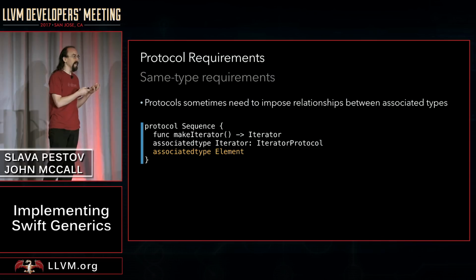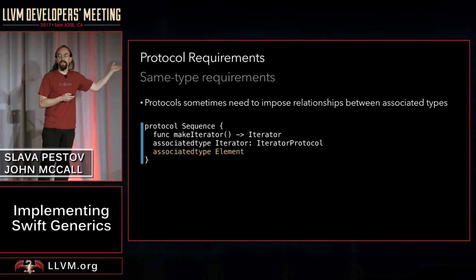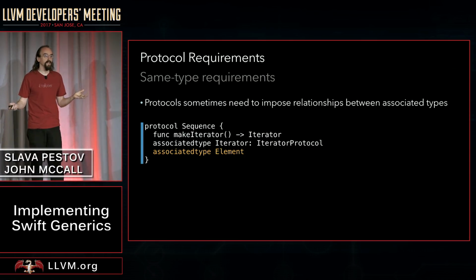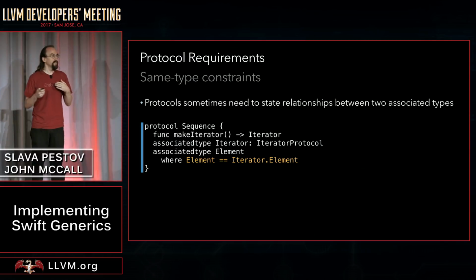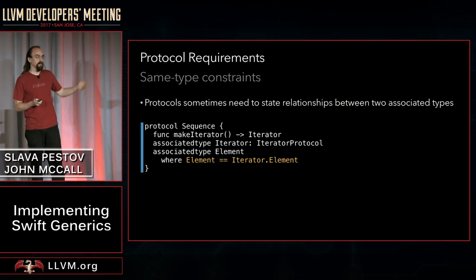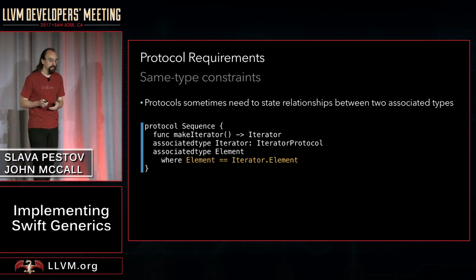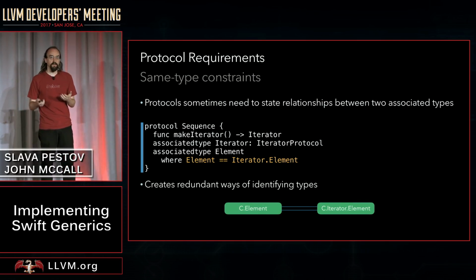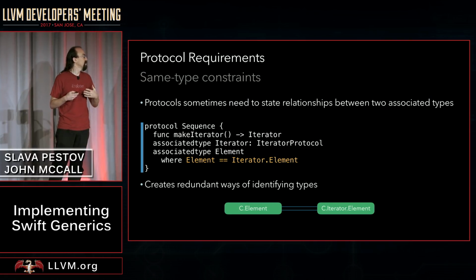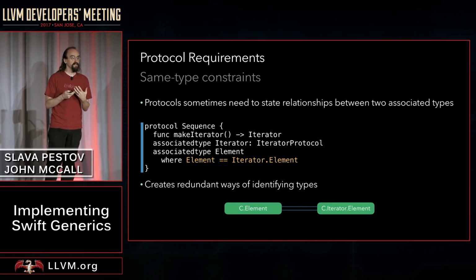And so I can declare this element type here just like this. But if I declare the protocol like this, these two types could be completely independent. There's nothing here saying that the iterator has to return elements of the same type as the sequence. So I have to define that by providing this type equality constraint. And that's really interesting in terms of the complexity of the protocol system, because it all of a sudden creates multiple redundant ways to identify the same type in a generic context.